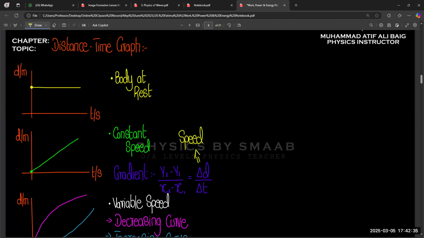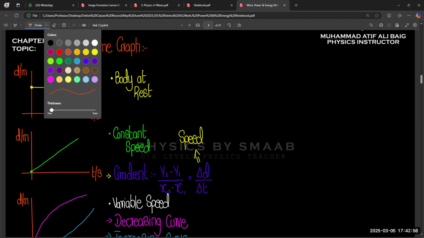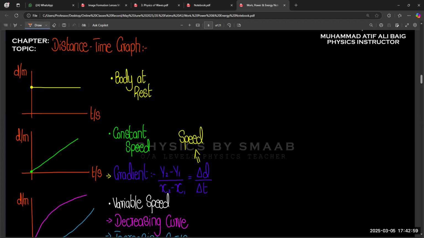So if they ask about the gradient of the graph, the gradient of a distance time graph is equal to the speed of a body. Now, the next representation of the graph is the speed time graph.